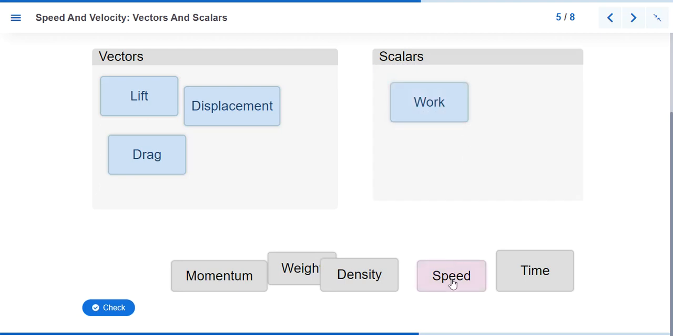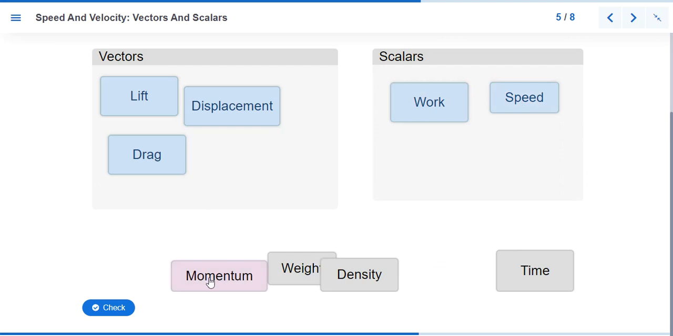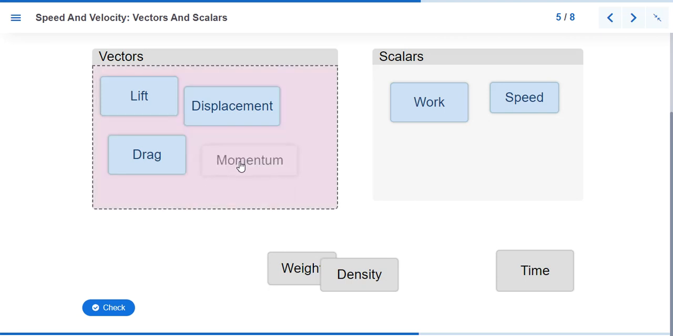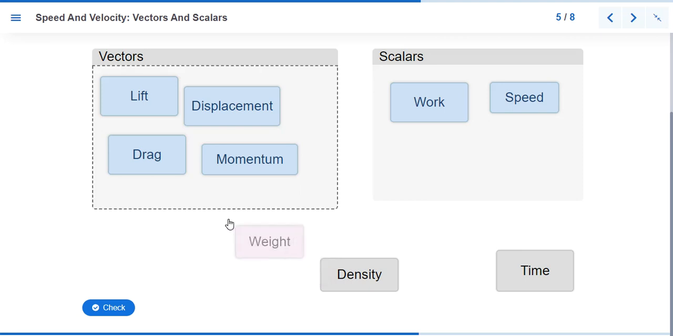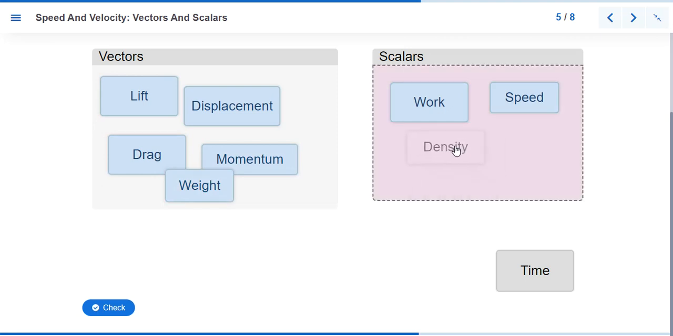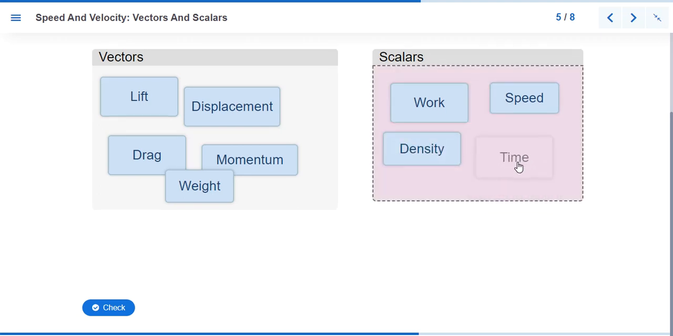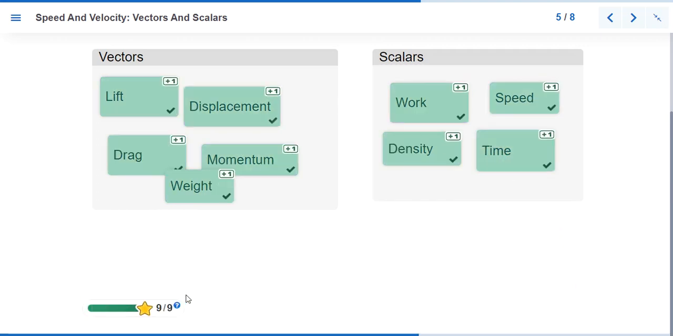How about speed? That's distance traveled per unit time. Distance only has magnitude. Let's also see momentum, mass times velocity. Velocity is a vector quantity. How about weight, which is in relation with force? That's a vector quantity. How about density, mass per unit volume? Mass is a scalar, volume also is a scalar. So time also is a scalar quantity. It only has magnitude, no direction. So we can check. That is it.